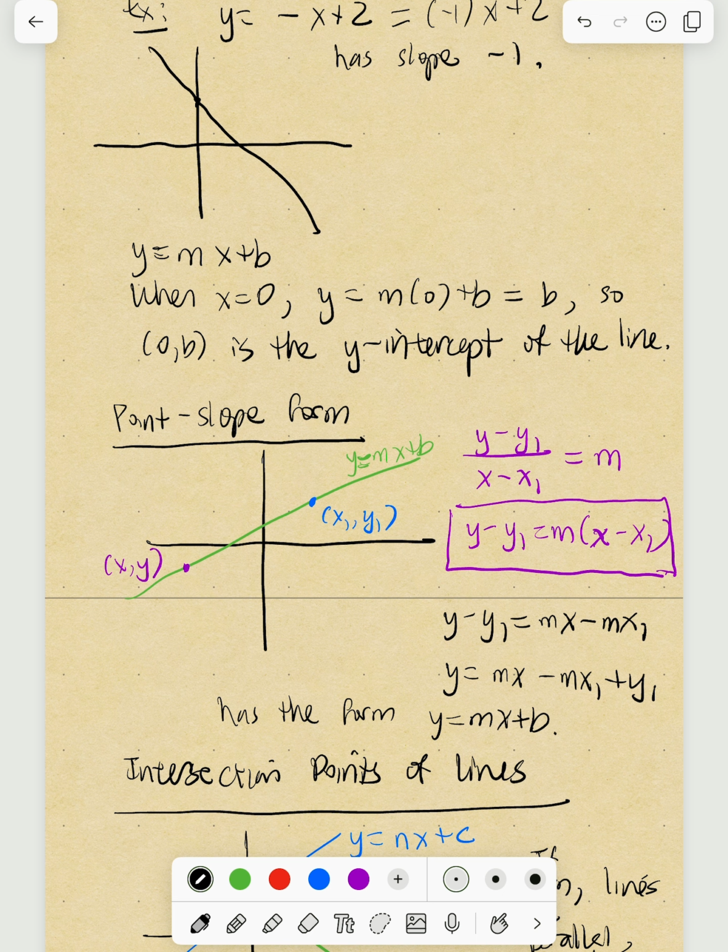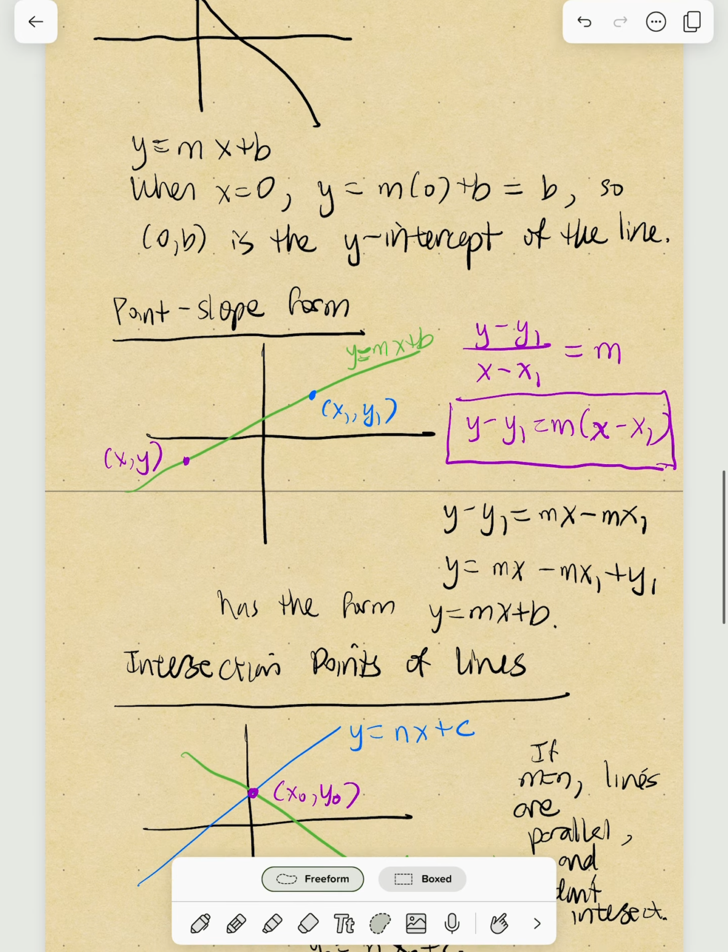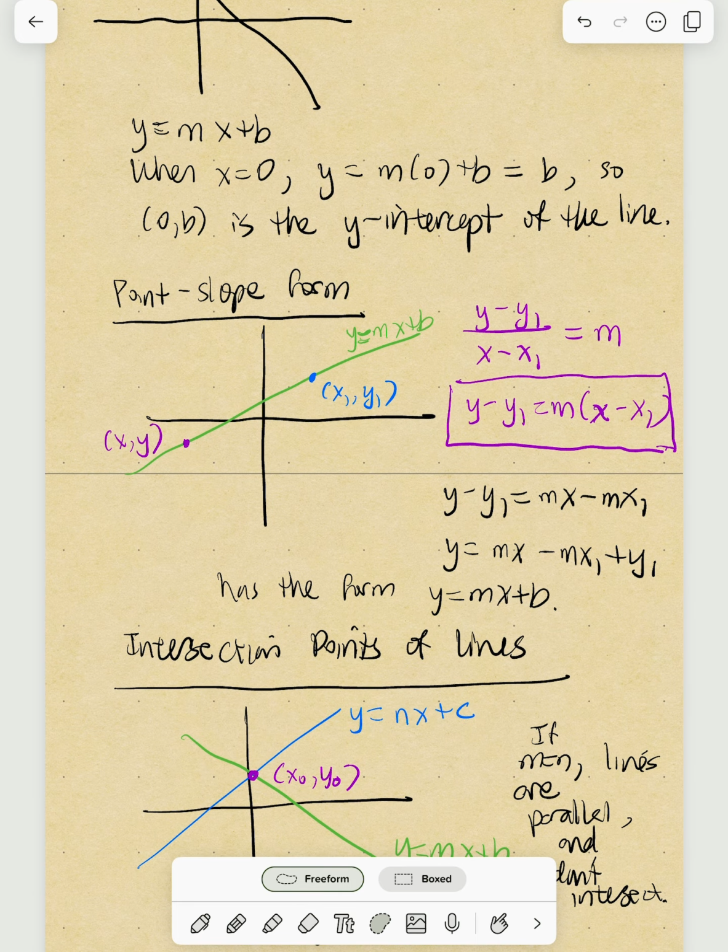Now let's look at b. So notice that if you have an equation y equals mx plus b, when you plug in x equals 0, you get y equals b. So (0, b) is the y-intercept of the line. And that gives you an interpretation of b. It's pretty simple. It's just when x is 0, what's y equal to?